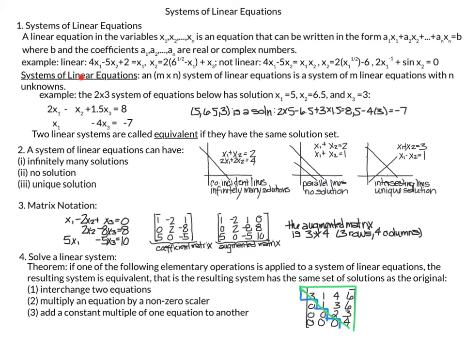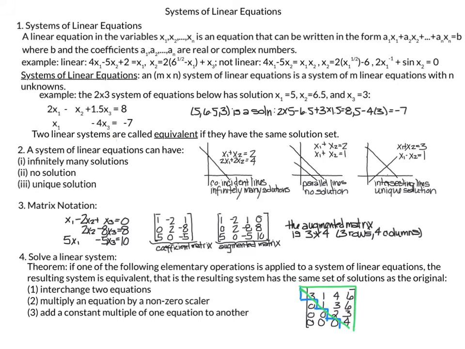Looking at a system of linear equations, an m by n system of linear equations is a system of m linear equations with n unknowns. So for example, 2 by 3, that's two linear equations with three unknowns, x1, x2, x3, where here x2 is multiplied by 0. To find a solution to this system of linear equations, what we're looking for is an x1, x2, and x3 that solves both the first and the second equation. So x1 equals 5, x2 equals 6.5, and x3 equals 3 will solve both equations, and you can plug them in and see that it is a solution to both equations.